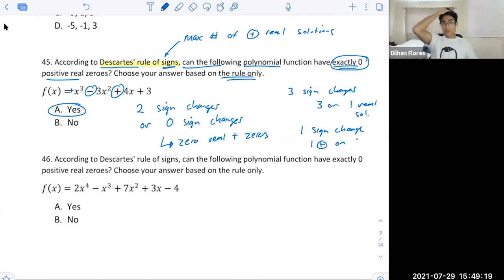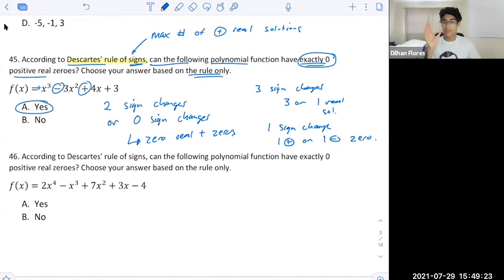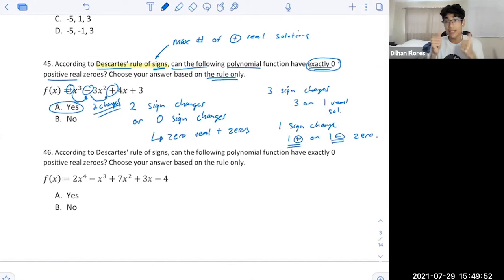So yeah, Descartes' rule of signs, it all depends on the changing values of the signs. So it goes from positive to negative, that's one change. Then it goes from negative to positive, that's another change. So there's two changes and the possibilities are either 2 or 0. How that works, I have no clue, but it's a rule. So if there's 3 sign changes, then we can either have 3 or 1. And if there's one sign change, there's one positive zero. So there can be 0 positive real solutions. The answer is yes, A.